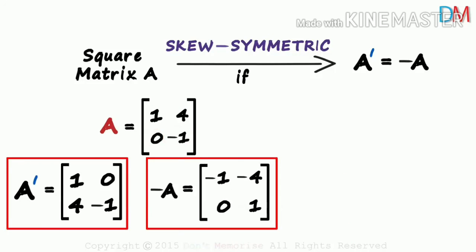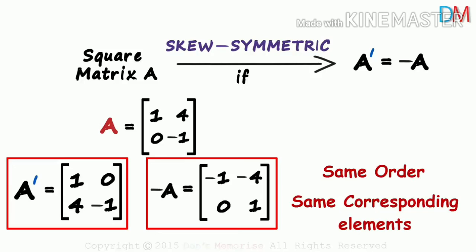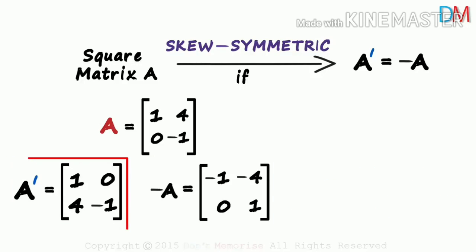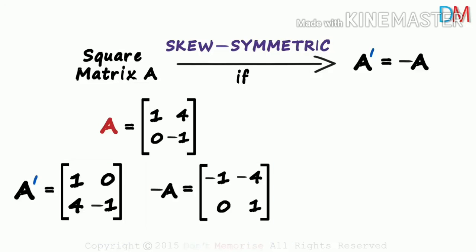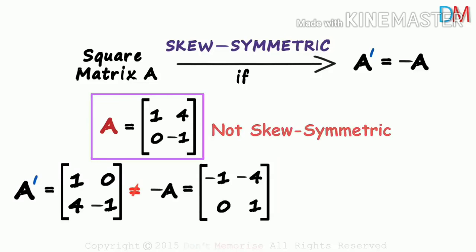Are these two matrices equal? For two matrices to be equal, their orders have to be equal and their corresponding elements also have to be equal. The orders of A transpose and negative A are equal, but are the corresponding elements equal? 1 is not equal to minus 1. Even if one set of corresponding elements are not equal, we can say that the matrices are not equal. We don't need to check the rest. So A transpose and negative A are not equal. And hence, matrix A is not skew-symmetric.